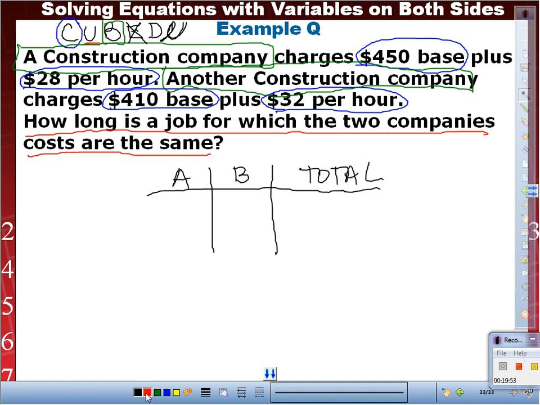All right, so let's start. I'm going to switch to red, and I'm going to read the problem. A construction company charges 450 base. That means that without doing any work, how much do they have in their pocket already? 450. So we're going to put they already have plus 450. How much do they charge an hour? 28. Do we know how many hours they're going to do the work? No, so what can we label that? 28x, because we don't know how many hours. So if this is the expression for the first company, write me the expression for the second company, please.